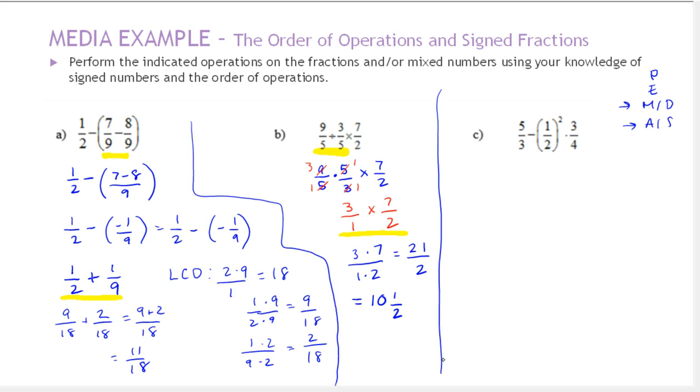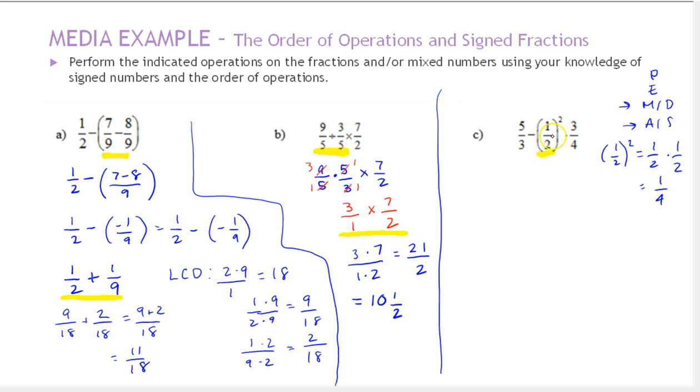Okay, last problem. Notice the 1/2 is in parentheses. There's nothing actually to do in the parentheses. However, the parentheses are indicating that we are squaring the entire quantity 1/2. So for this, I'm going to underline this, but I'm going to perform the 1/2 squared on the side. So 1/2 squared means 2 factors of 1/2. So 1/2 times 1/2, which is 1/4.